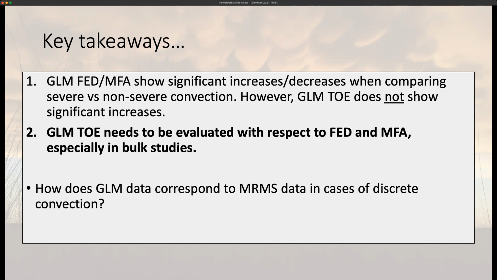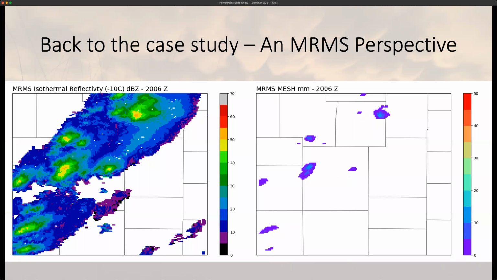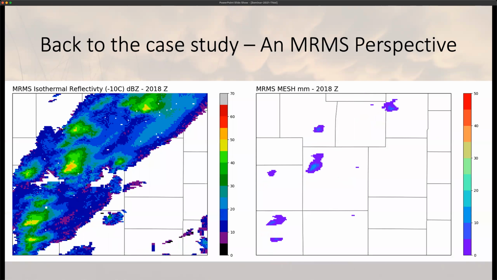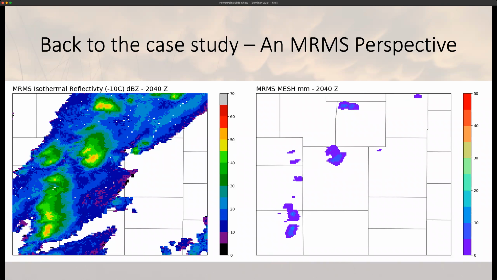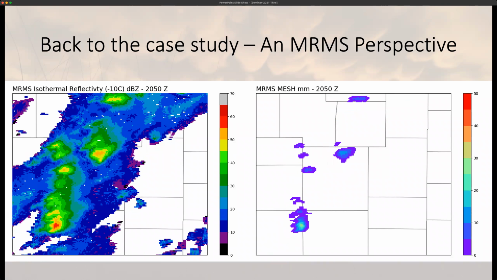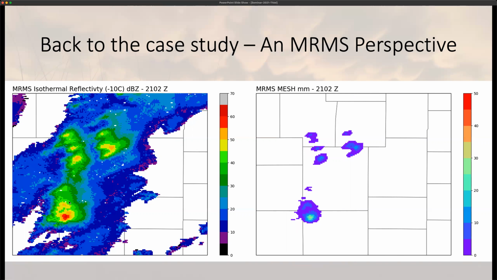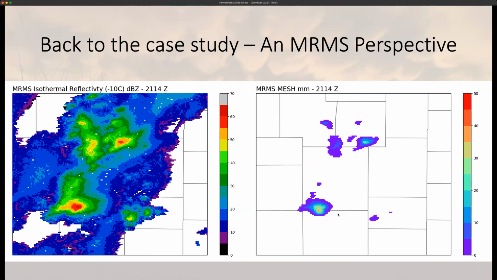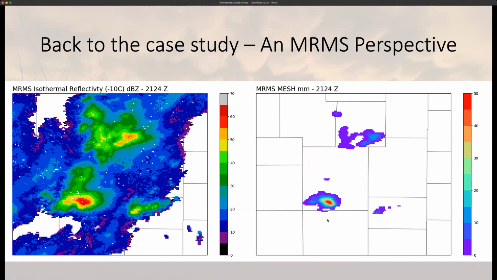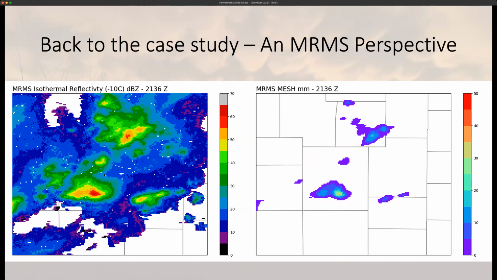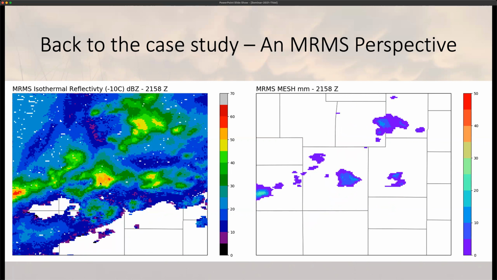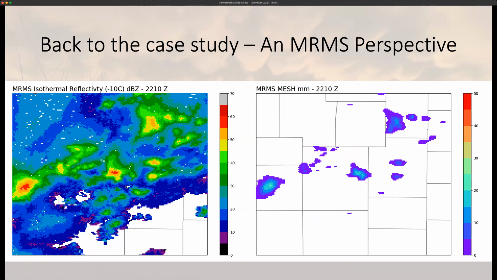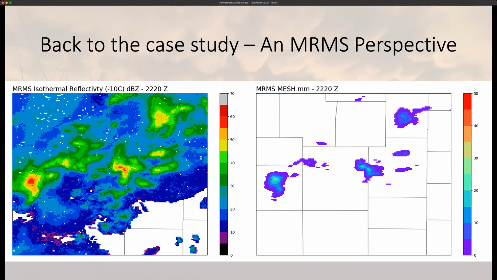So we've now assessed that within the bulk study, but how does the GLM data look in cases of discrete convection, and how does that correspond to our MRMS data? So we're going to go back to the case study that we started out with at the very beginning, thinking about that supercell that had high flash extent density values and then very small minimum flash areas. And what we can observe is that around 2100 UTC, we eventually see the presence of this hail core and of MESH values that appear significant and that would be severe in those cases. And then around 2145 is when we start to see the considerable drop off in this supercell as it moves off to the northeast.